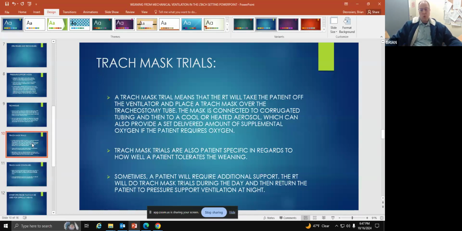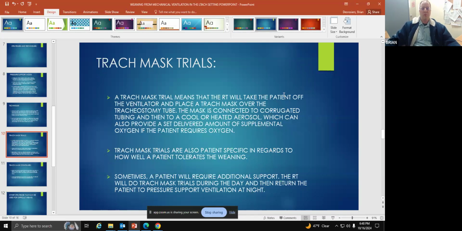But anyways, when we go to the trach mask trials, we take the patient off the vent and put them on a mask that sits over where their trach is. It's hooked up to an aerosol source, and they can get heated or cool aerosol. It can also provide supplemental oxygen. This again is patient specific in regards to how well a patient tolerates it. Like I said, some patients won't tolerate being on a trach collar for very long, and that's okay.